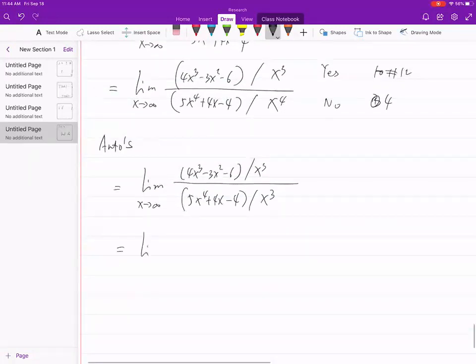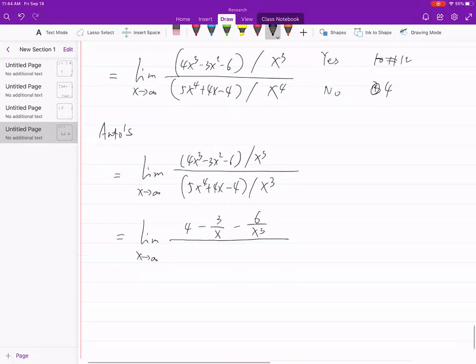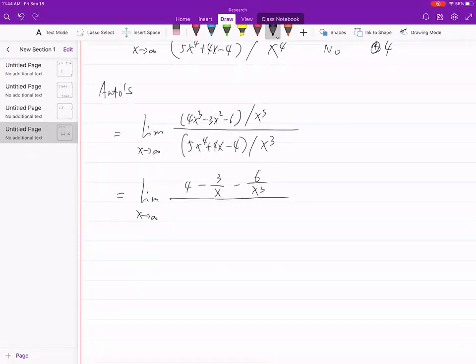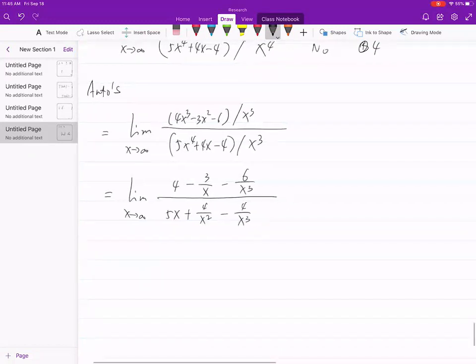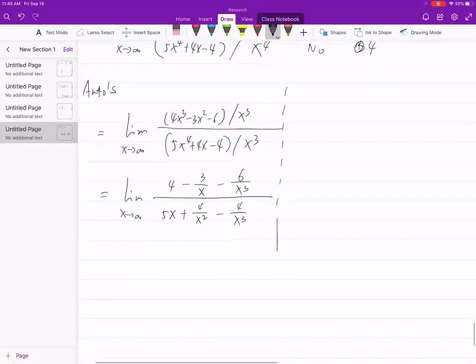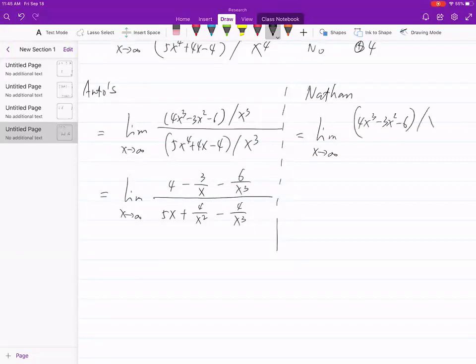Okay. Four. 6 over x cubed. So far, so good. The top is great. The bottom is 5x plus 4 over x squared minus 4 over x cubed. That's Anton's way, okay? Now let's try Nathan's. Four x cubed minus 3x squared minus 6 divided by x to the fourth.